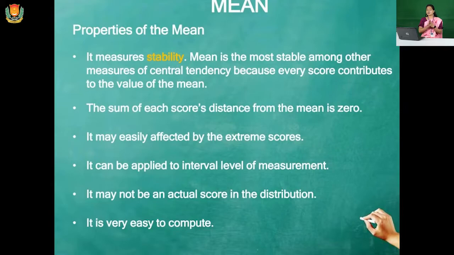There are some properties of the mean. It measures stability: the mean is the most stable among the other measures of central tendency, because every score, every person, every value contributes something to the calculation of the mean. The sum of each score depicts its value in the mean. It is easily affected by extreme scores; if the extreme scores change, they will affect the mean.